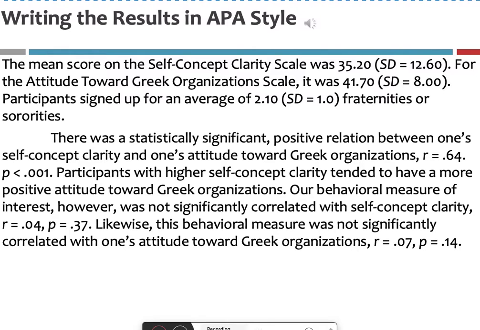So there was a statistically significant positive relation between one's self-concept clarity and one's attitude toward Greek organization. That was an r equals 0.64. There's no negative sign here, so this implies a positive correlation, and they also stated that a few words before. So we're seeing moderately strong, so that's 0.64. That's not very, very strong. It's not the 0.8 that we saw a few slides ago, but it's still pretty strong, and it's positive. So they report that, and then they report the p-value.